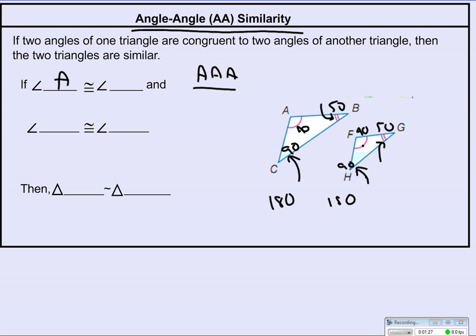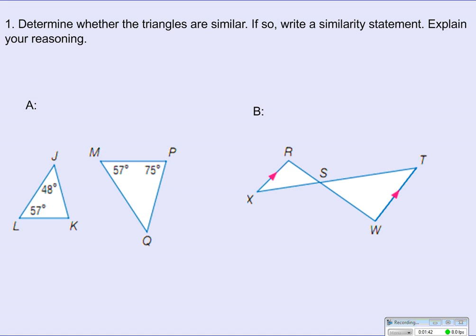So if angle A is congruent to angle F and angle B is congruent to angle G, then I can say, yeah, ABC is similar to FGH. Again, I'm not using congruence. I'm using similar. Don't put the congruent symbol in there, otherwise you'll get it marked wrong because they're not congruent. They're similar. It's totally different.